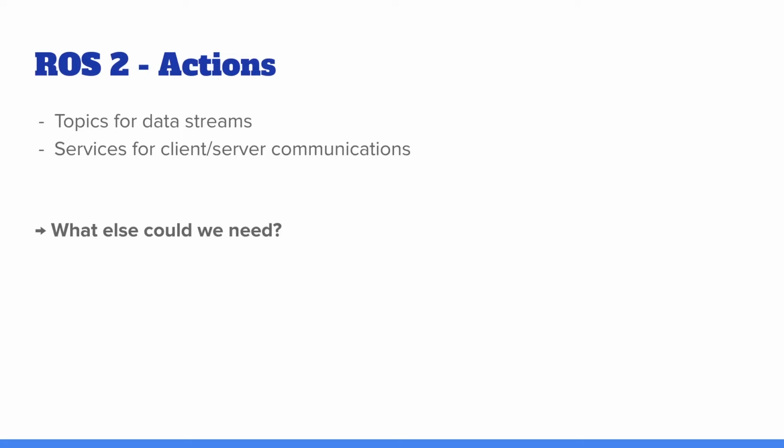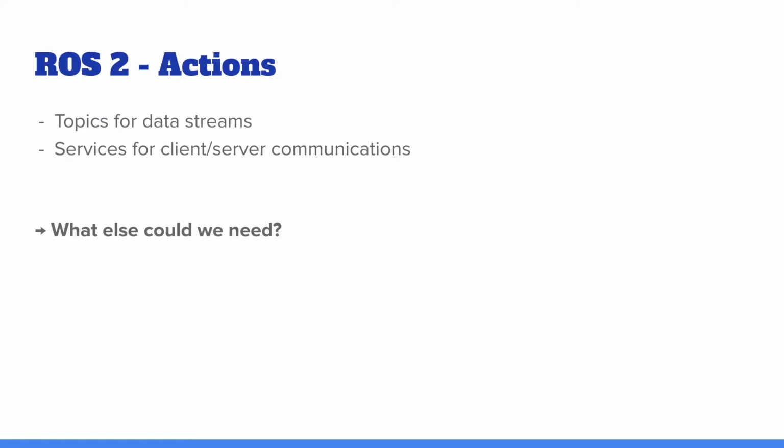Well, that's actually how it started with ROS. At the beginning, there were only two kinds of communications, but ROS developers and users quickly realized that for robotics applications, something was missing. And let's see that with an example.